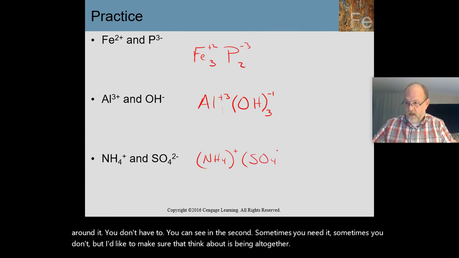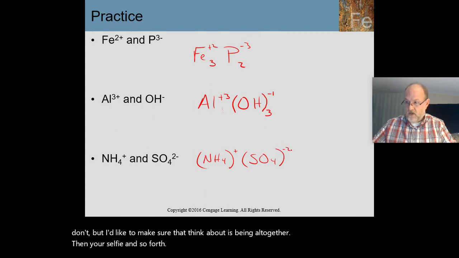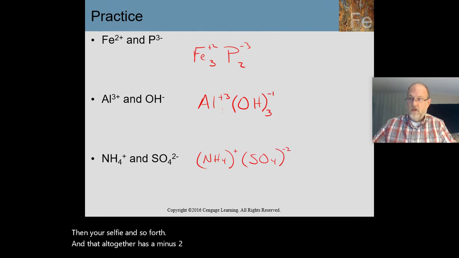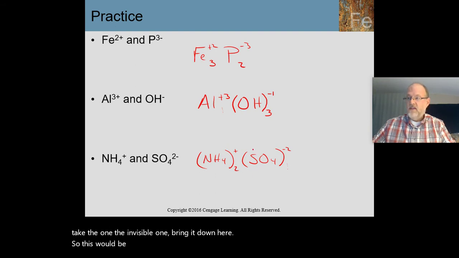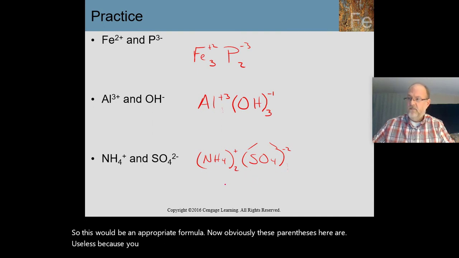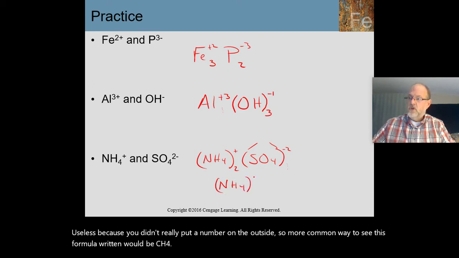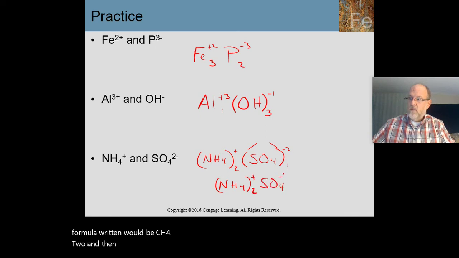SO4, and that altogether has a -2 charge. Going to do the crisscross, take the 2, pull it down, take the 1, the invisible 1, bring it down here. So this would be an appropriate formula. Now, obviously, these parentheses here are useless because you didn't really put a number on the outside. So a more common way to see this formula written would be CH4, 2, and then SO4, -2.